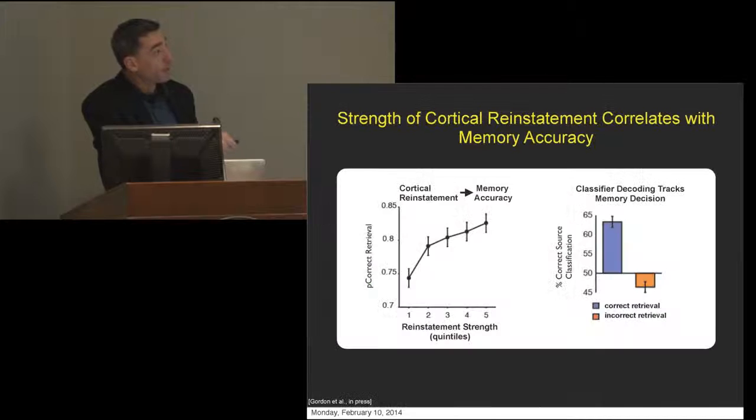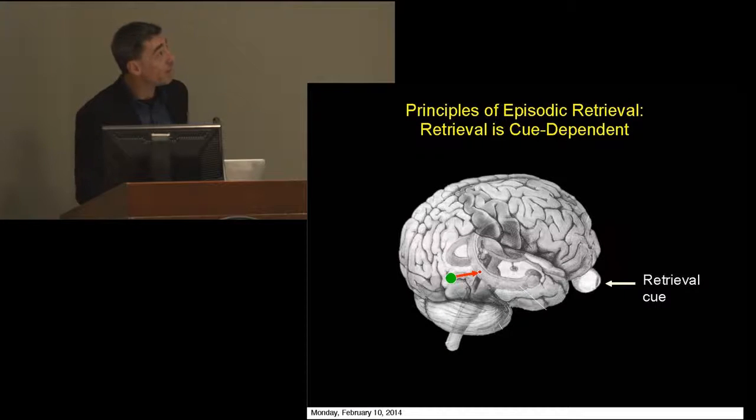And in fact, the stronger the similarity, the higher the probability that the person will be correct in their memory expression at the time of retrieval. So there's a relationship between this reinstatement of brain patterns and subjects' ability to remember details of an event. Let's skip over that.